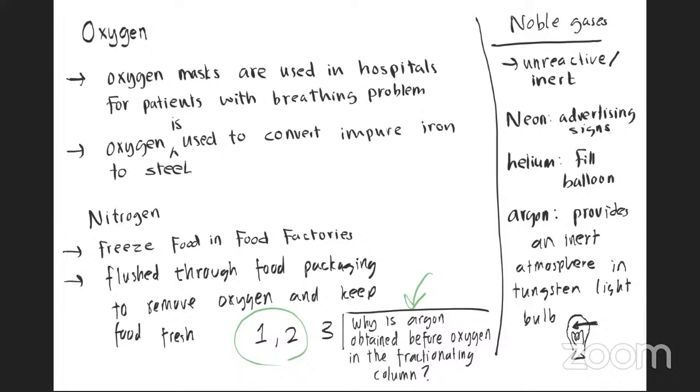Yes. In question 3, what do you mean by obtained before oxygen? Wait, can you repeat your question? What do you mean by obtained before oxygen in question 3? Oh, so if you look at the fractionating column, okay, firstly, nitrogen is removed, and then argon, and then oxygen. Ah, okay. Yeah. So, okay, got it.